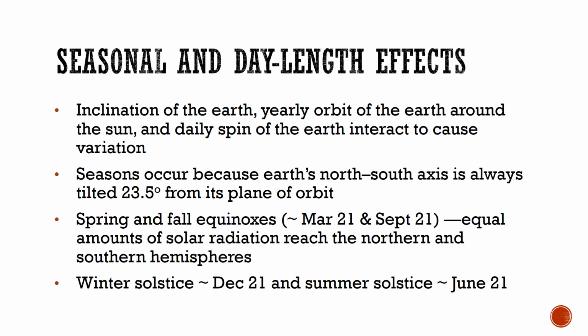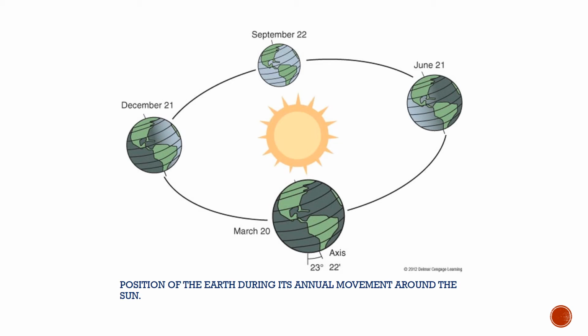So spring is March 21st, fall is September 21st, winter is December 21st, and summer is June 21st. That is how we dictate when all of those seasons fall. And here's a picture of that. This is also in your book, I believe.